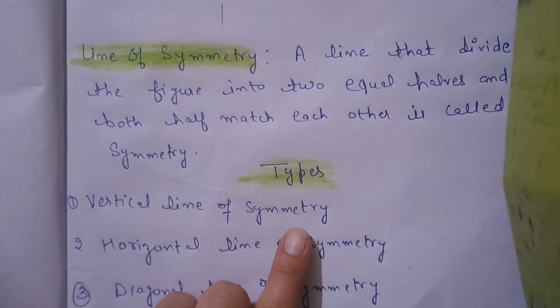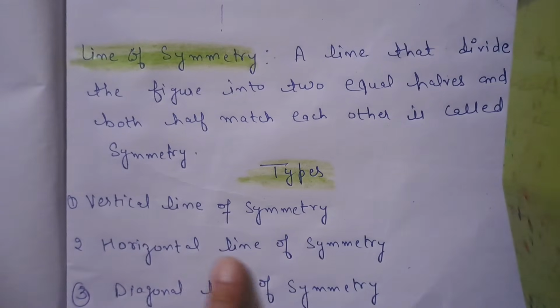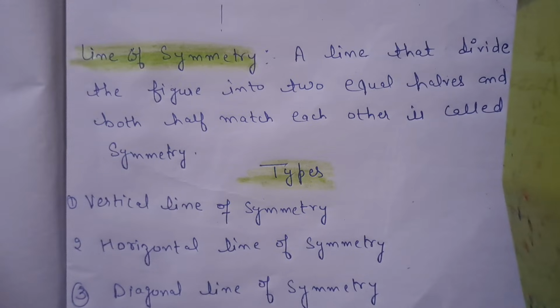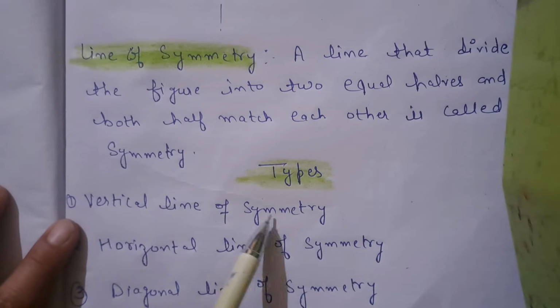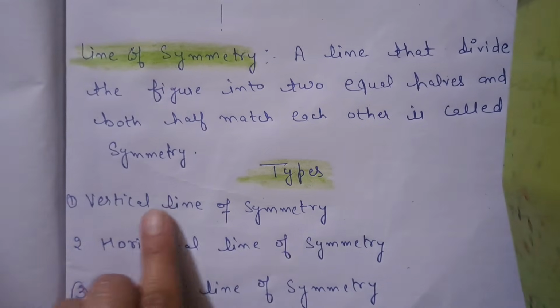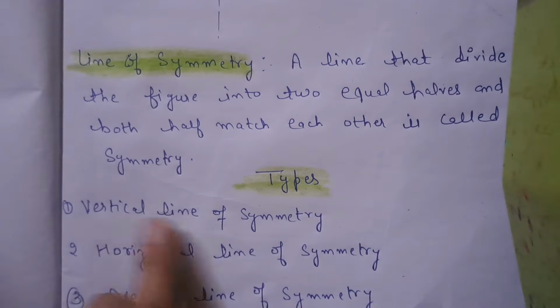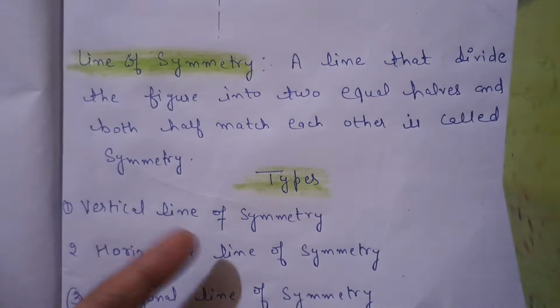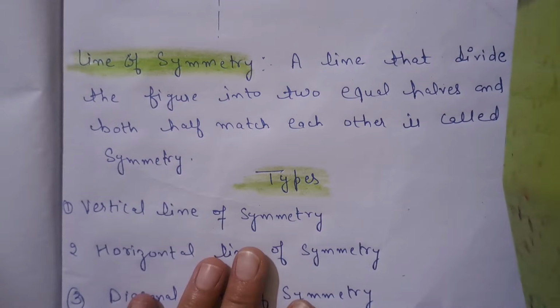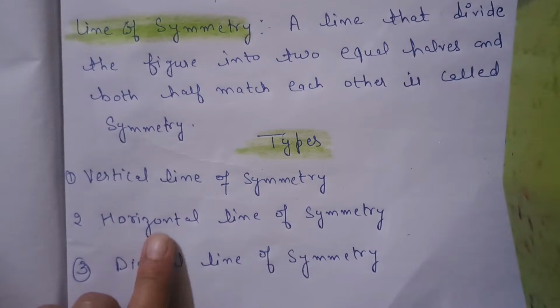First is vertical line of symmetry, second is horizontal line of symmetry, and third is diagonal line of symmetry. So let's take first a vertical line of symmetry. It's very simple. A vertical line that divides the figure into two equal halves, that line is called a vertical line.